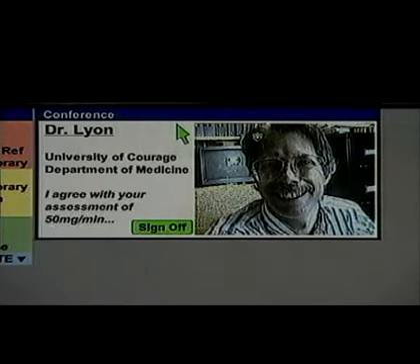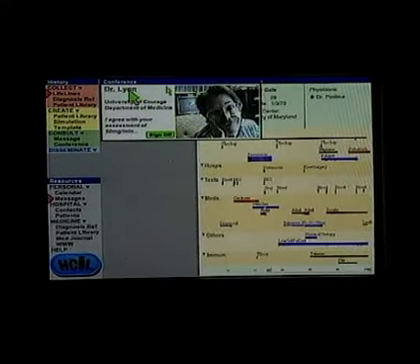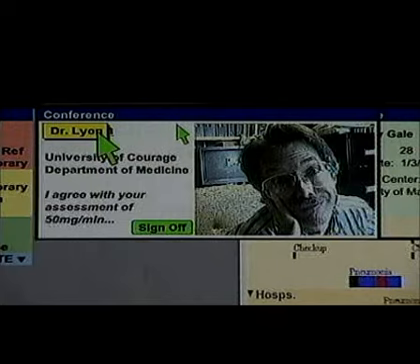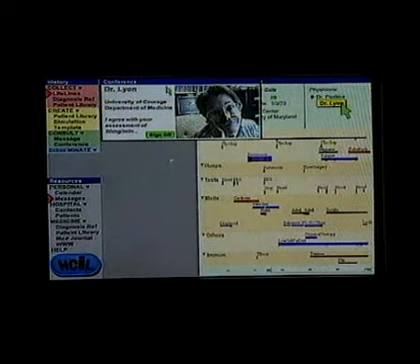A few hours later, he gets a response from Dr. Lyon from the University of Courage, Department of Medicine, and Dr. Lyon's message for the record is, "I agree with your assessment of 50 milligrams per minute." They have a little chat and discuss old times, review the simulation results, and discuss the case. Dr. Lyon has some concerns about the treatment, but he's interested, and he pastes his name into the patient record, registering himself as a consulting physician on this case.